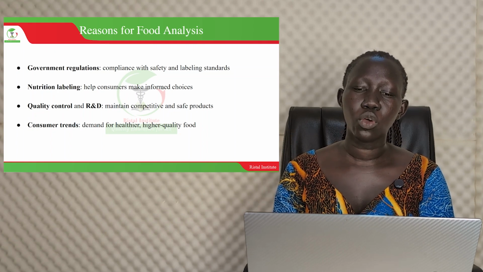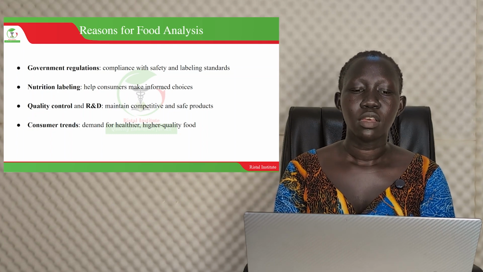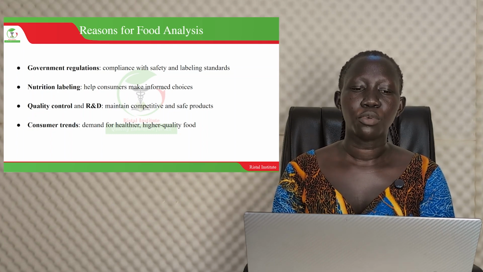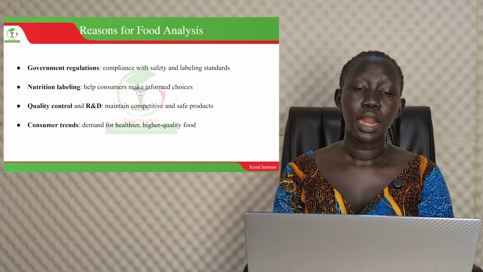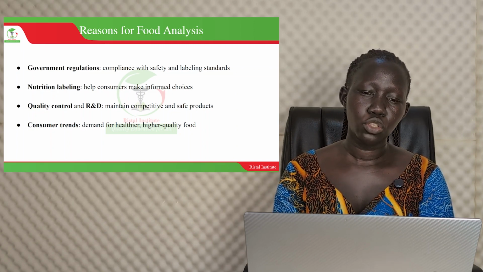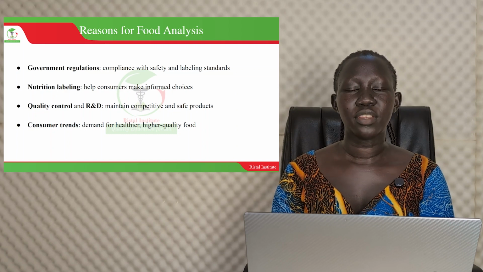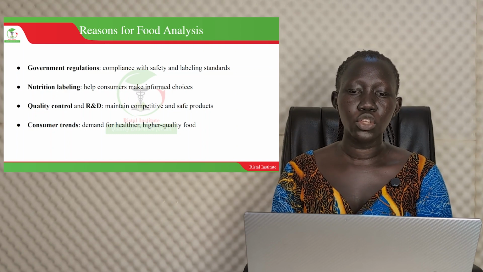It also helps you to know the safety of this product. How safe is it? And what is also the quality of this product? Nutritional labeling. Once you produce a food product, it's very important to put a nutrition label. And this nutrition label helps you to know the various nutritional components that are present in this food product and what are the nutritional values that the consumers are going to get.